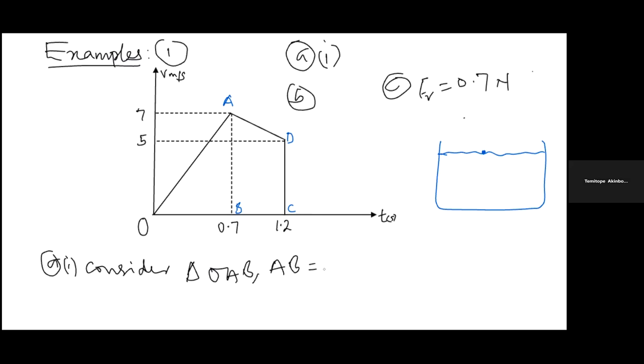2.45. What's the unit? Meters. Okay, let's wait for others to give us their own. So that's what I got, 2.45. Okay, Jason, what do you get? 2.45 meters. That's correct.